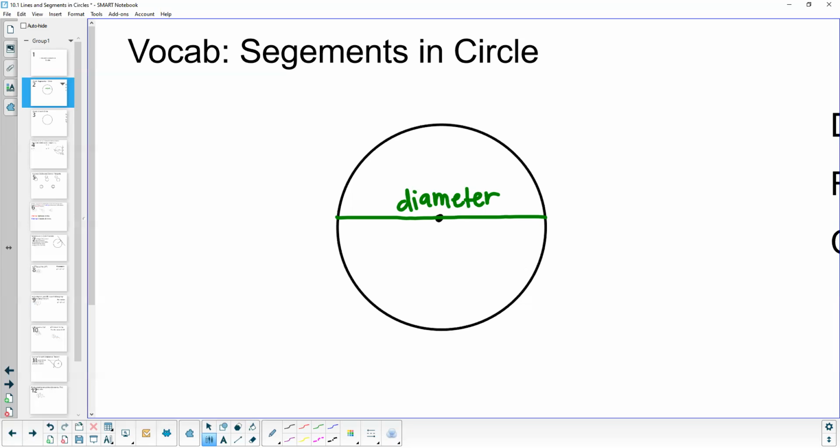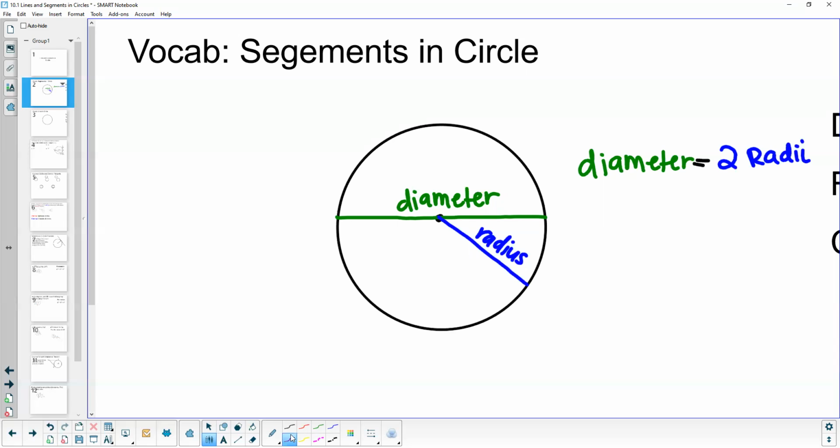Another component or segment in our circle goes from the center point to the outside, and that is called the radius. Now, the relationship between the radius and the diameter is that the diameter is 2 times the length of the radius, or the diameter is equal to 2 radii, which is the plural of radius. So 2 times the radius is what our diameter is.